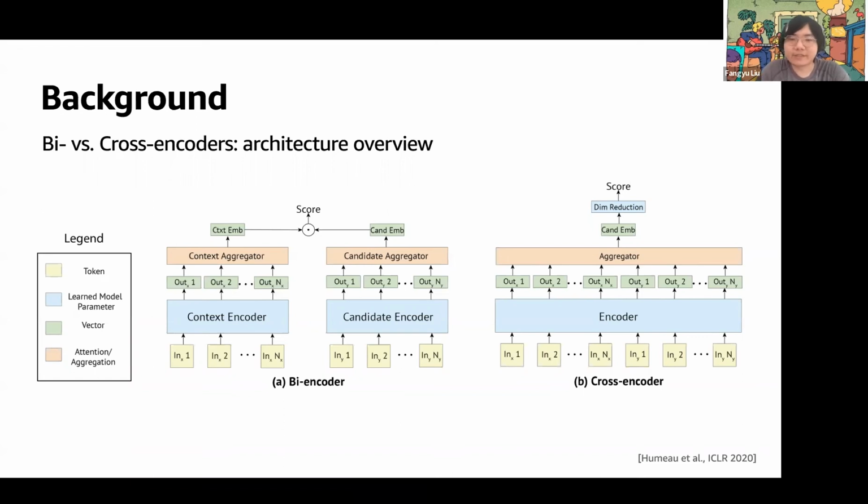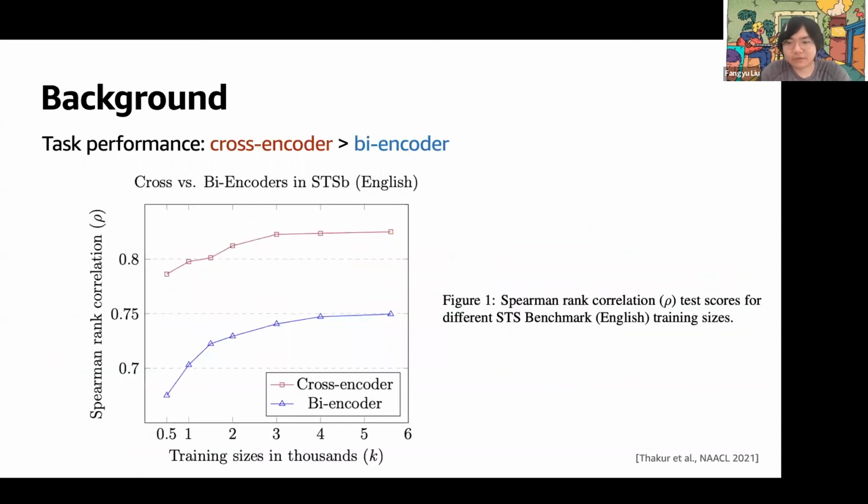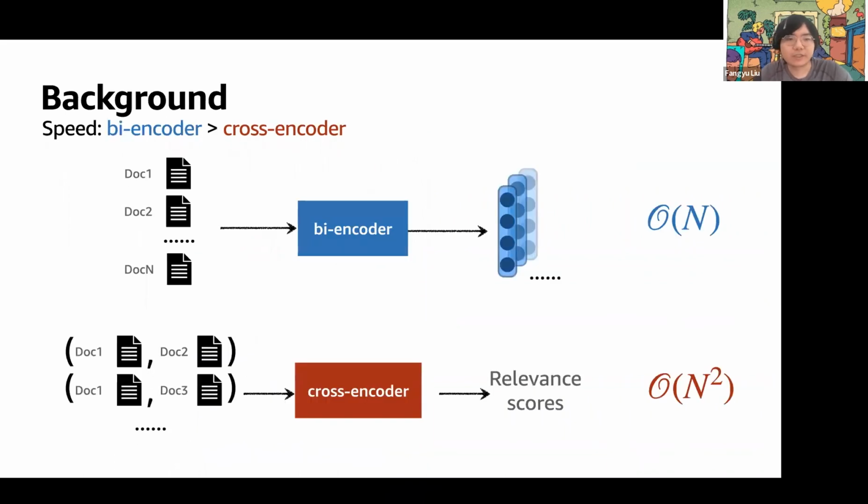You could probably already guess the pros and cons of these two architectures. According to Thakur et al., NAACL 2021, cross-encoder performance is much, much greater than bi-encoder given the same amount of supervision. If you see their figure, given the same training data, cross-encoder would usually outperform bi-encoder by 10%. But bi-encoder has its own benefit. For example, speed. Bi-encoder is much faster than cross-encoder.